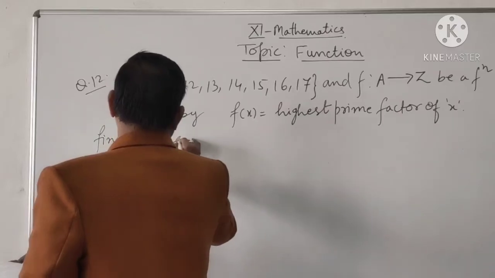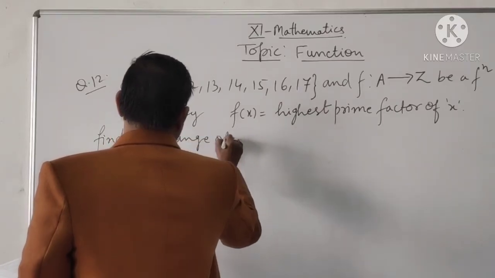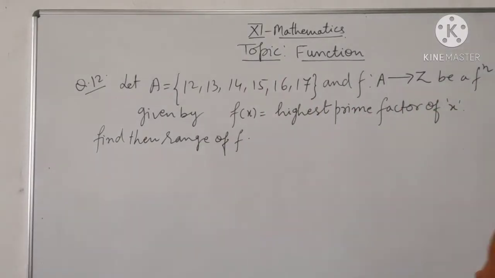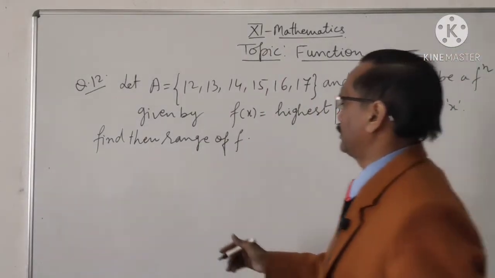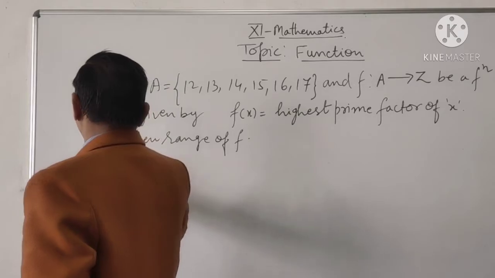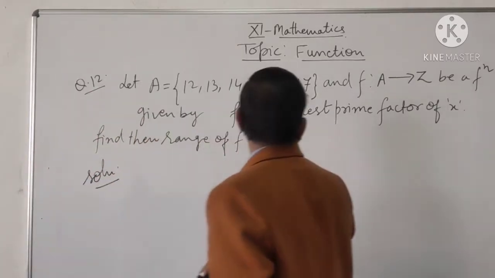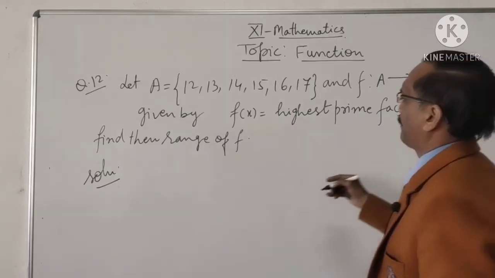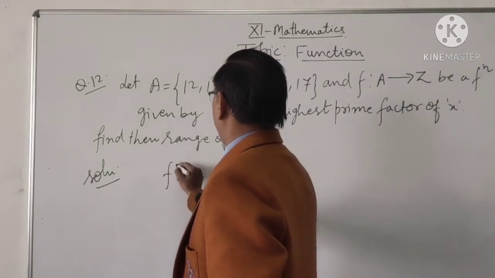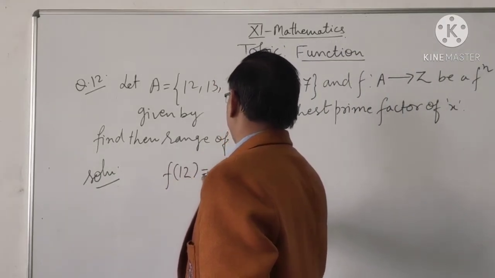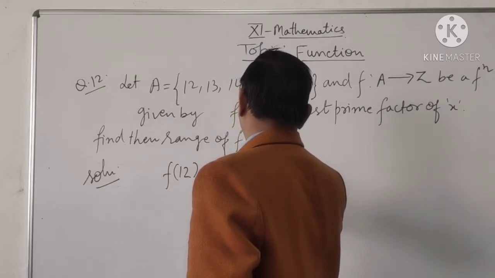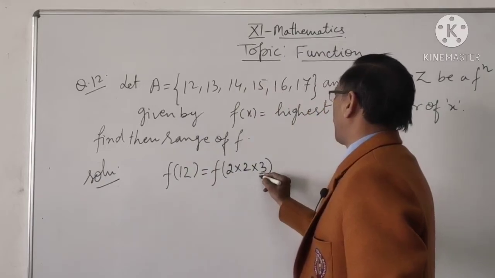Find the range of f. Now see the solution. Here the function is the highest prime factor of x. So let's take f(12). Its prime factorization is 2 into 2 into 3, and the highest prime number is 3.